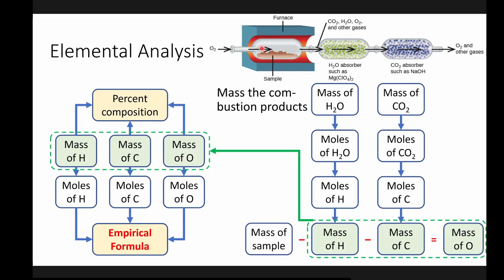If the addition of these two is less than the original mass of your sample, then the rest must be oxygen, and you can determine the mass of the oxygen in your sample. From the mass of each of these, you can get moles, and from that, the empirical formula and the percent composition. So we've done that kind of thing before. So today what I want to do is go through a couple of problems with you to show you how you might see some of these.